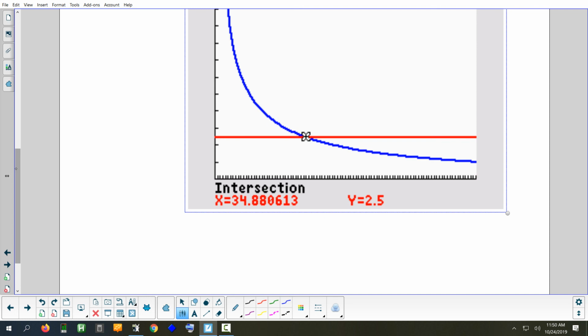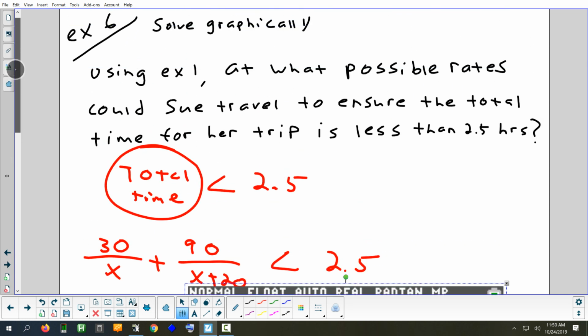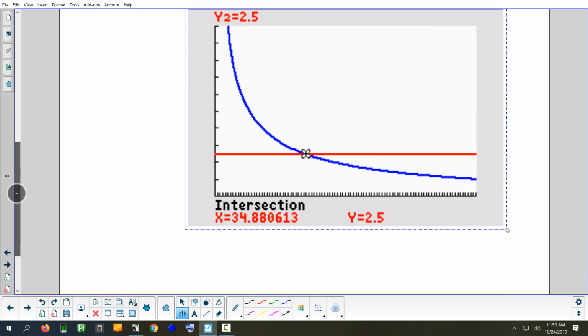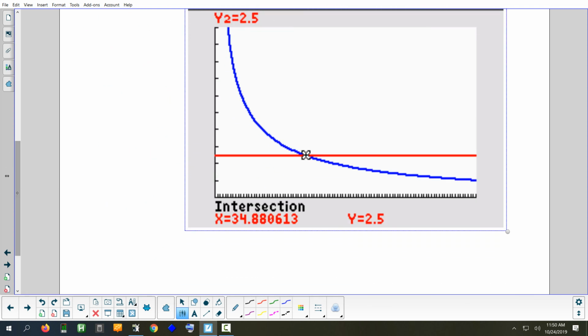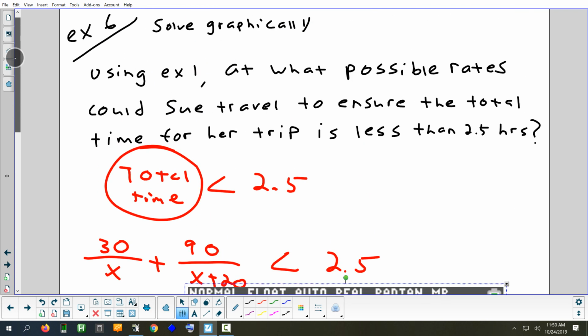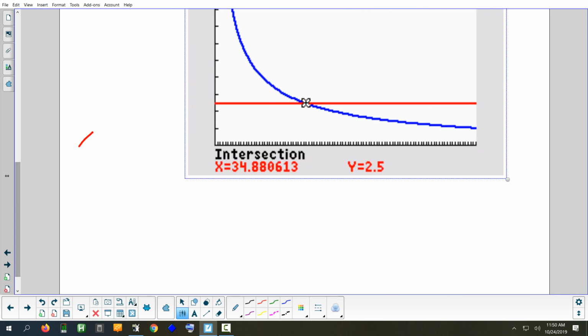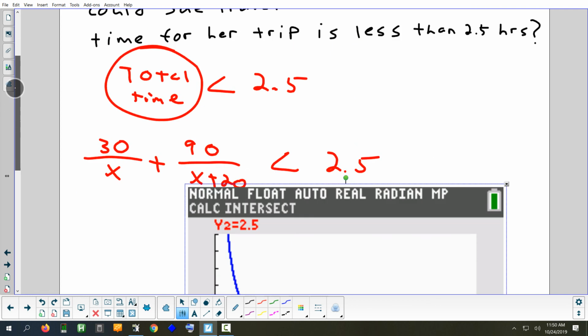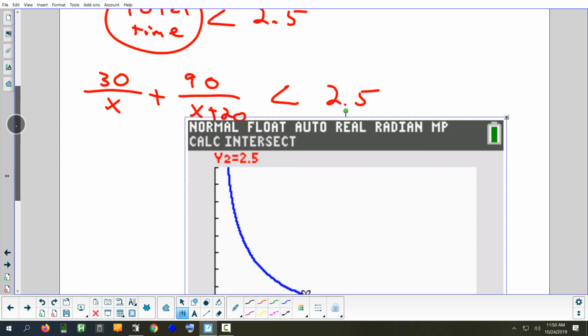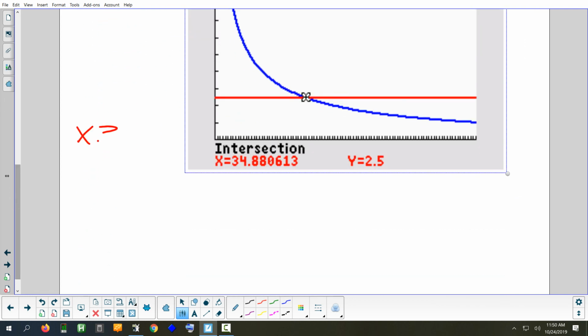So what rates could she travel at to make sure she gets her trip done in less than 2.5 hours? Right. Anything greater than that speed will guarantee the trip time is less than 2.5. That's the minimum speed she can go. And it does say less than. It doesn't say less than or equal to 2.5. So no equals.